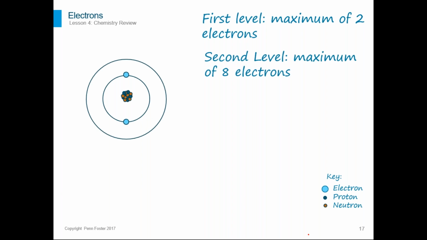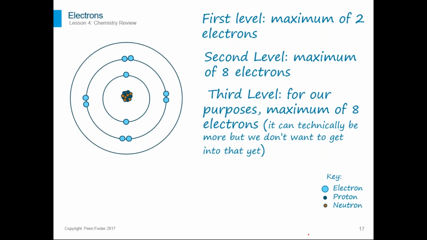So the second level can hold up to 8 electrons. And once that's full, we have to add a third shell. And that third level, as far as we're concerned, can hold 8 electrons. Okay, so technically that's not true. You can get more, but that gets into really complicated stuff that we don't worry about in this class. So just to make things simpler, just think of it as it needs 8 electrons, just like the second shell.